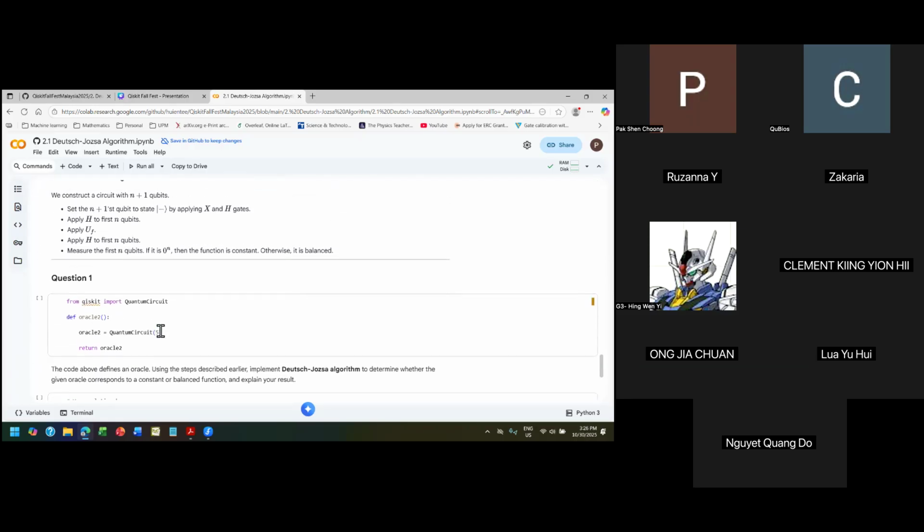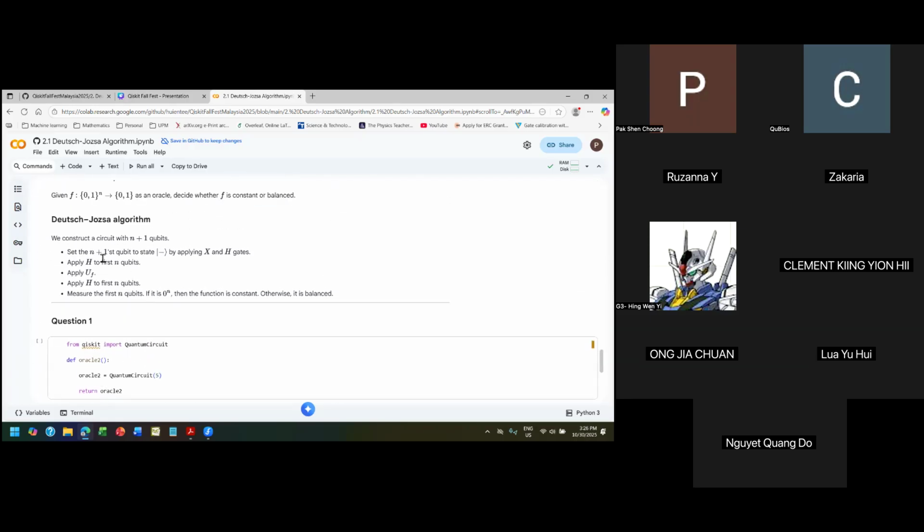So I have the oracle over here. Then the rest is basically the same steps as the Deutsch algorithm. So you set the last qubit, the n plus 1 qubit, to the minus state. For example, if you have 5 qubits, you set the fifth qubit to the minus state. You only set the last qubit to the minus state by applying X and H gates. Then you apply Hadamard gates to the first n qubits.